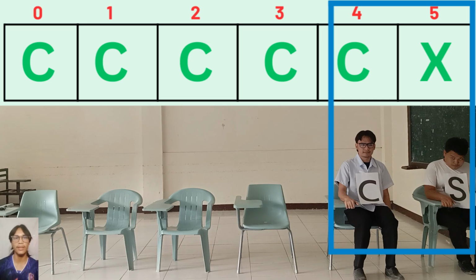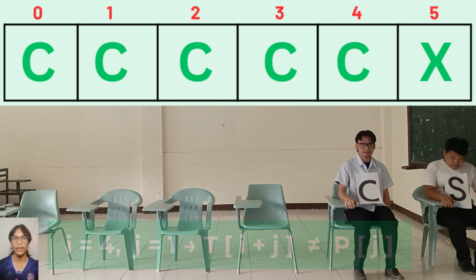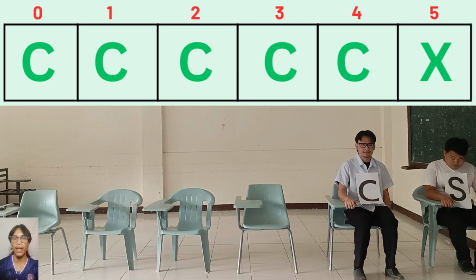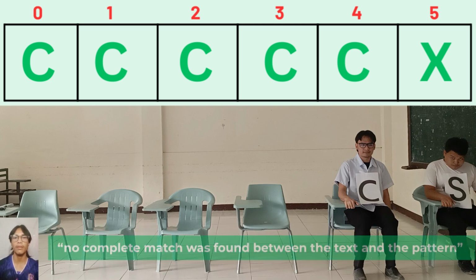S from the pattern does not match index 5 of the text, which is X. So this means there is a mismatch in the fifth iteration. Here is the pass of the fifth iteration. And now, the algorithm will return that no complete match was found between the text and pattern.